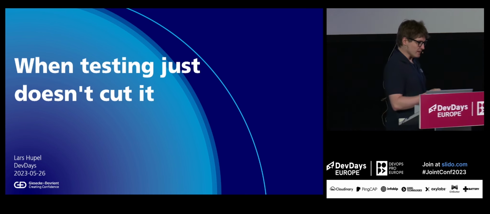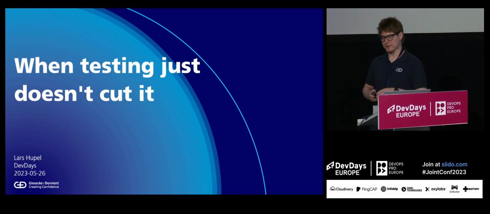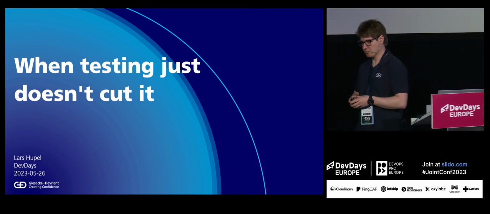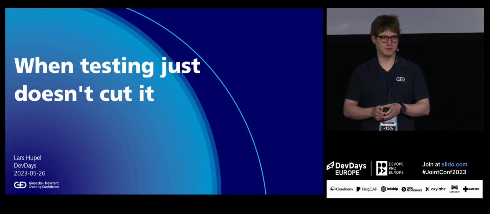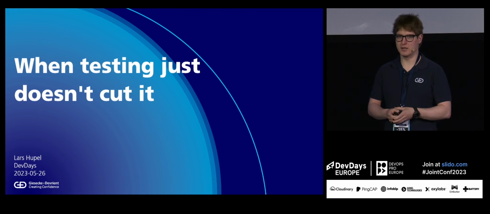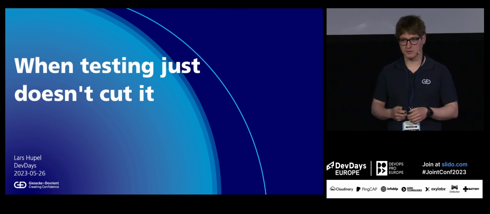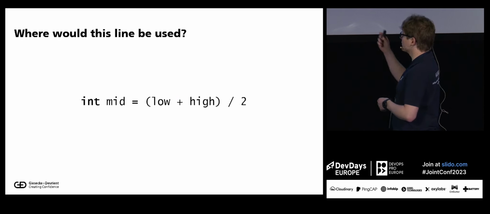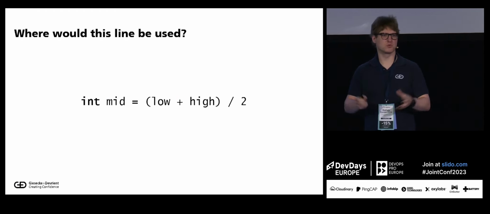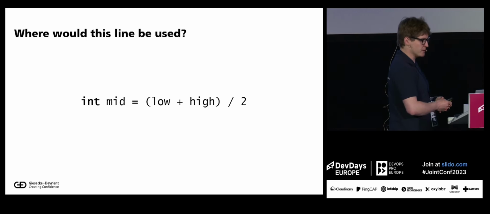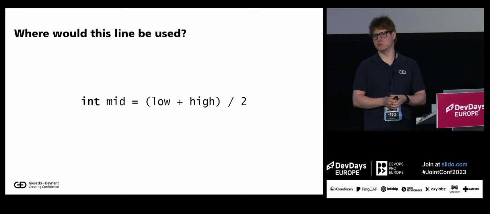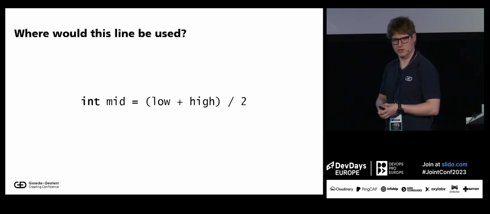So since we are already in day two of the conference, it's lunchtime. I have prepared some exercises for you in the session. Those are not physical exercises. You don't have to jump up and down, but they are some brain teasers. So I'm showing you now one line of code. It's Java code, I guess. The question is, where would this line of code be used? So if you have any idea, just shout at me.